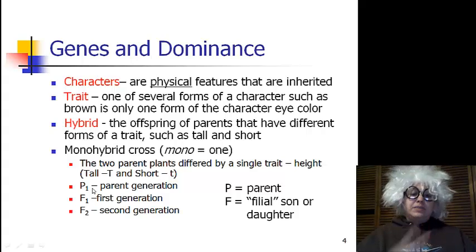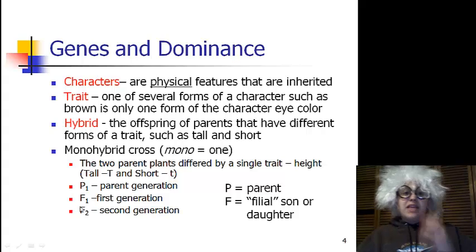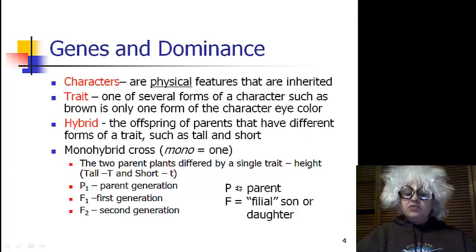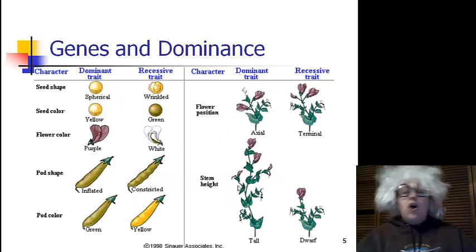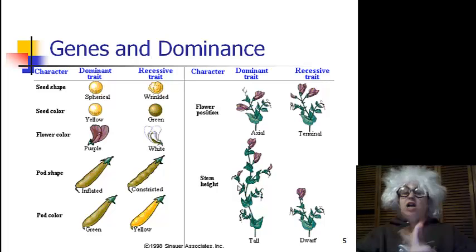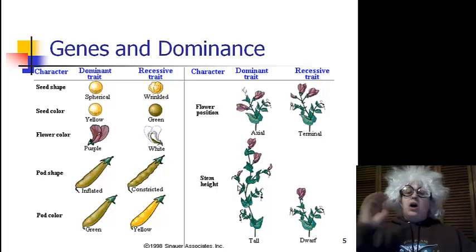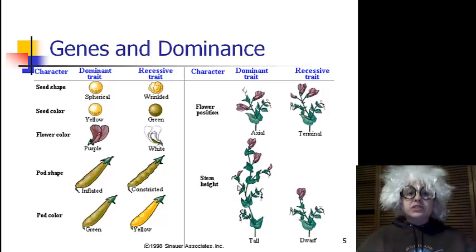And we look at three generations typically. We start off with the parent generation, and we cross them to make the first generation, or the F1 generation. Then we cross those to make the F2 generation. Now, P is for parent, and F means filial, which is going to be son or daughter. Now, he looked at all sorts of different characters. He looked at seed shape, seed size, seed color, flower color, pod shape, pod color, size of flower, where the flowers were, all sorts of different ones. So he didn't just look at one thing.